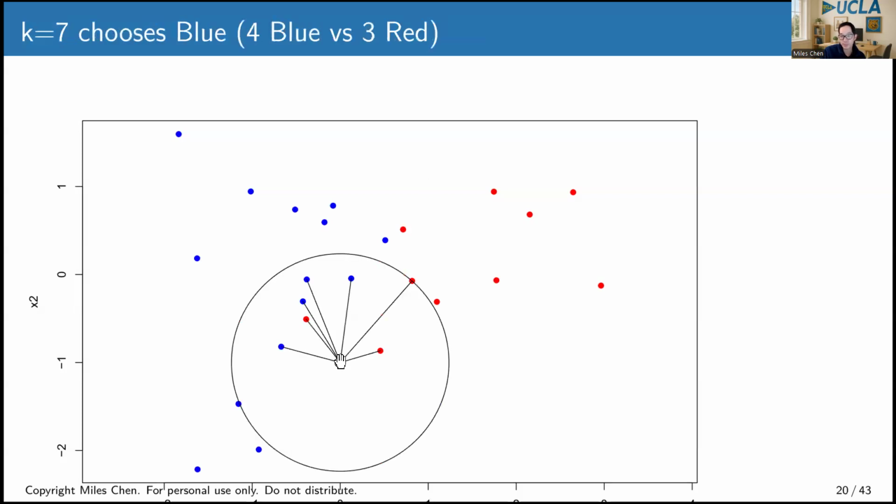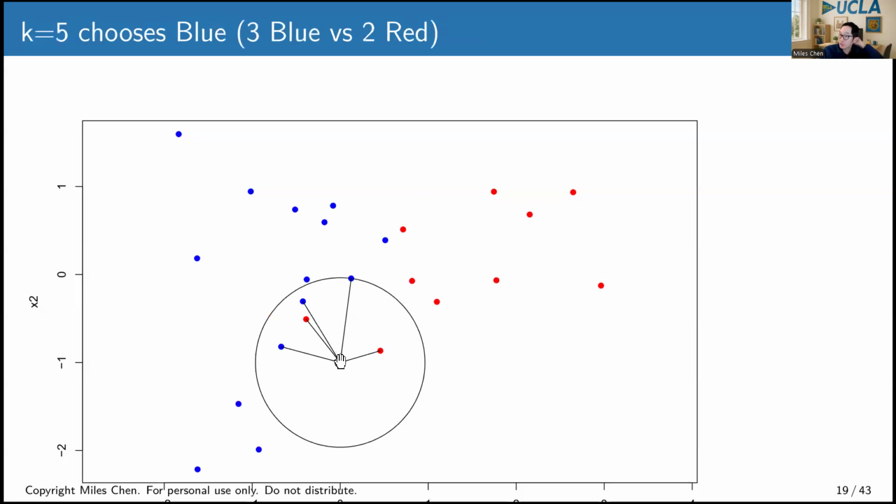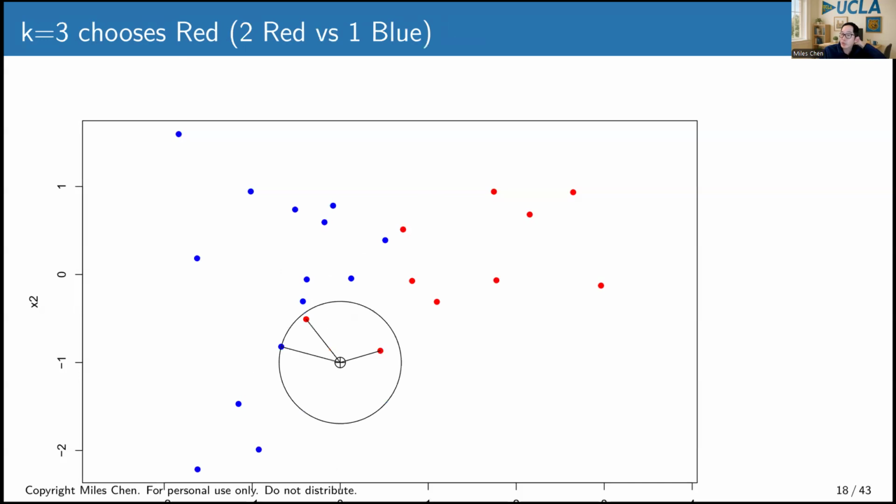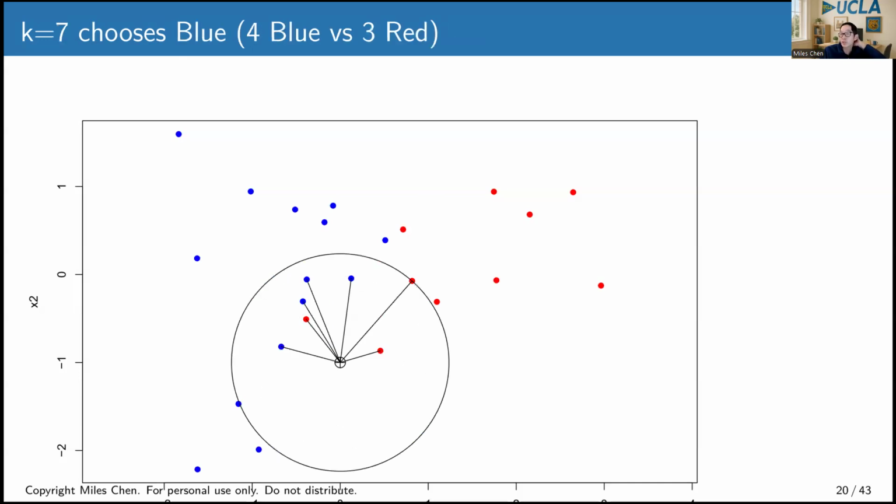And so in this case, depending on what size k, for k = 1 and k = 3, it gets voted as red. For k = 5 and k = 7, it gets voted as blue. So what size k you use would change what kind of prediction, or what kind of class, you would predict.